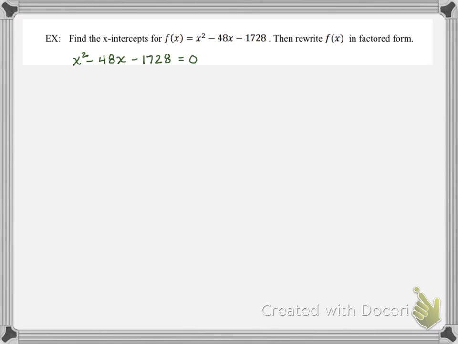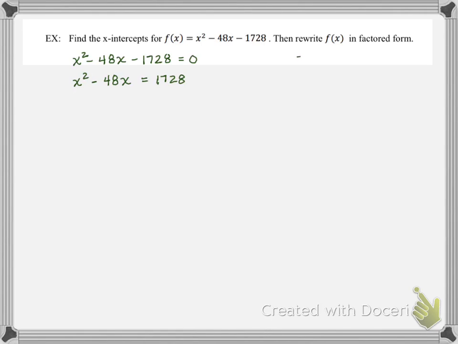Divide 48 by 2 and square it. We have to do one thing first. What is it, guys? Just move the constant. Yeah, we're just going to add 1,728 to both sides so that I just have the variable terms on one side and the constant on the other.